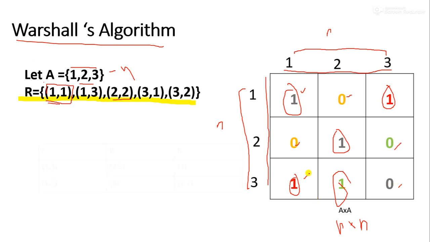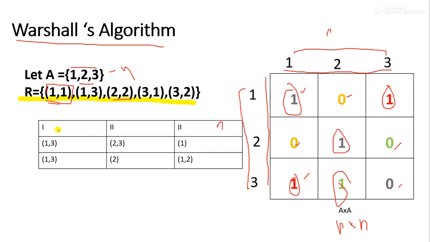Now we need to create a table with columns 1, 2, 3, because we have 3 elements. Then we need to write C and R. C stands for column and R stands for row. So this is our column and this is our row. Now we need to fill them in.